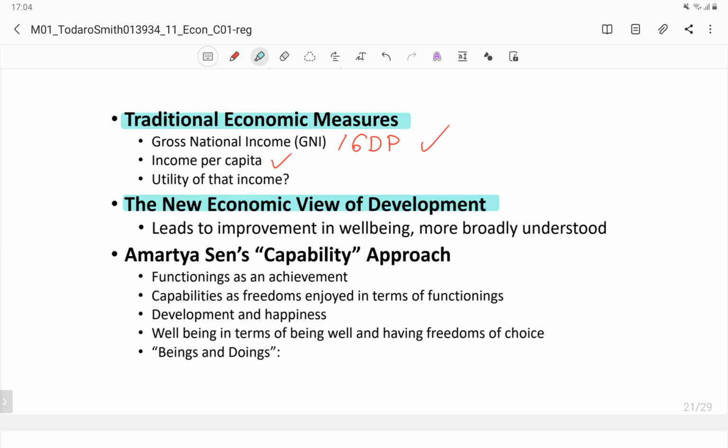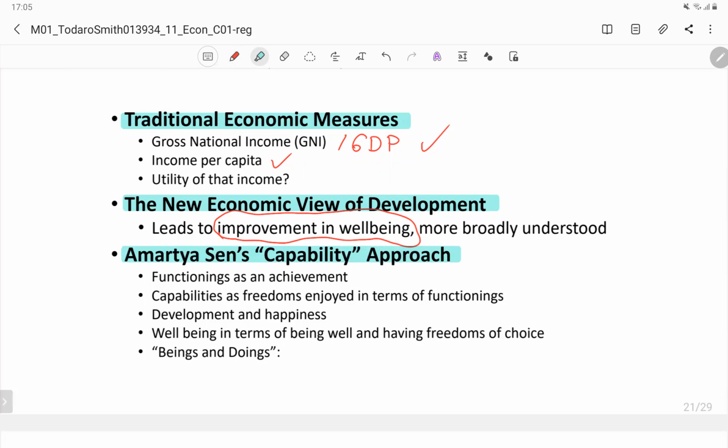In the new economic view of development, we will focus on the improvement in well-being. So this is a better measure of development rather than GDP or income per capita. In the new economic view, we focus on whether the people are better off or not. Now, other than that, we will talk about Amartya Sen's capability approach.